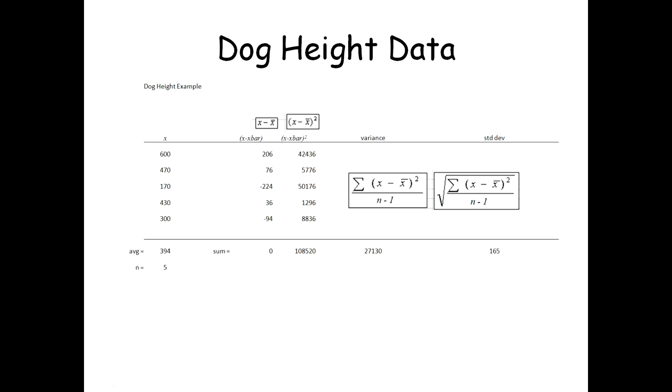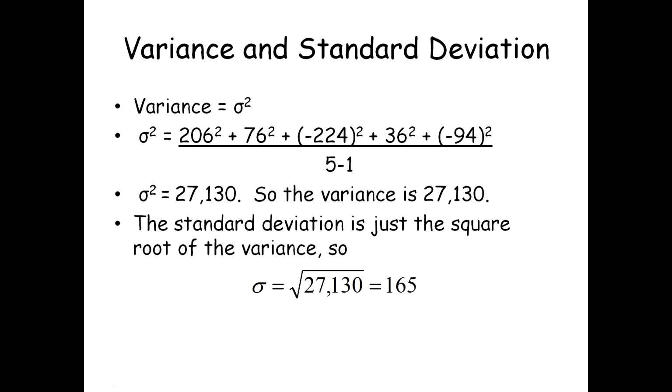Then we sum up the squared differences to calculate the variance. The variance is the sum, the big Greek letter sigma there refers to a sum of the squared differences, and we divide that by n minus 1, which in this case is 4. That variance is 27,130. The square root of the variance is the standard deviation. In the case of our example, 165. So the variance is either s squared, or sometimes referred to as lowercase sigma squared. Sigma is this little circle with a tail at the top.